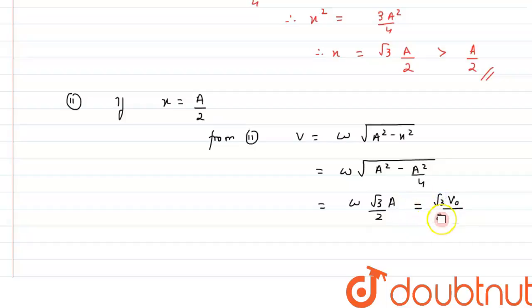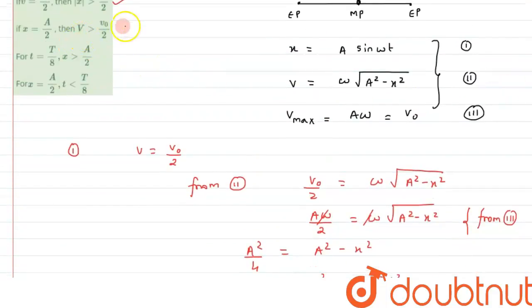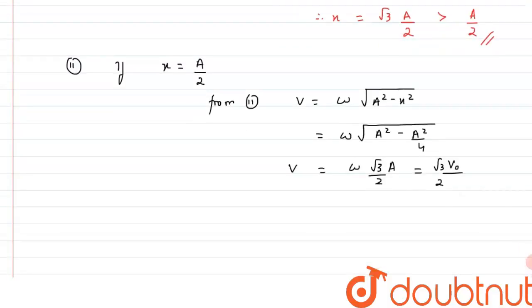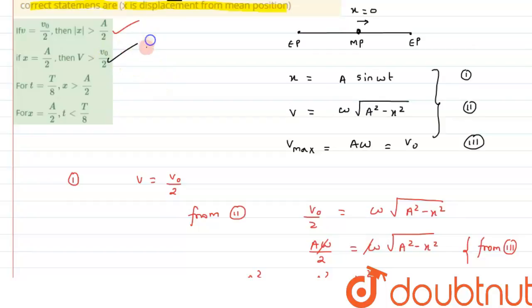So this is the value we are getting of v, and in the question we have to check whether v is greater than v0 by 2. If we shift 2 over here, we can say it is clearly greater than v0 by 2. Alright, so we can say this option is also the correct option.